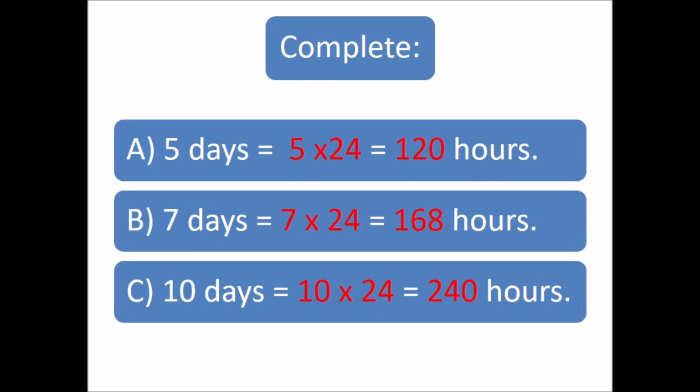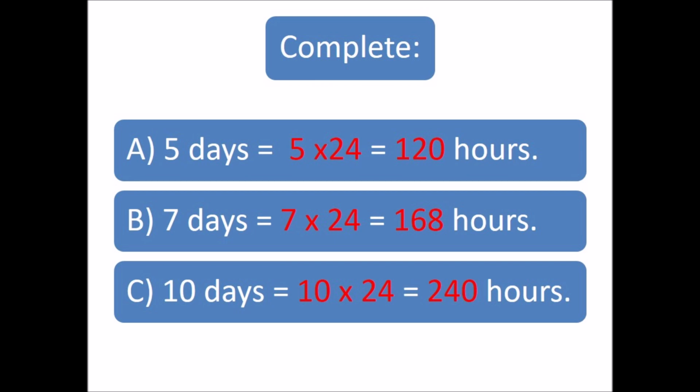Let's solve more exercises. If I have 5 days, it contains how many hours? I will make 5 multiplied by 24 equal 120 hours. The next one, 7 days equal how many hours? I will make 7 times 24. It will give me 168 hours. So the 7 days contain 168 hours.